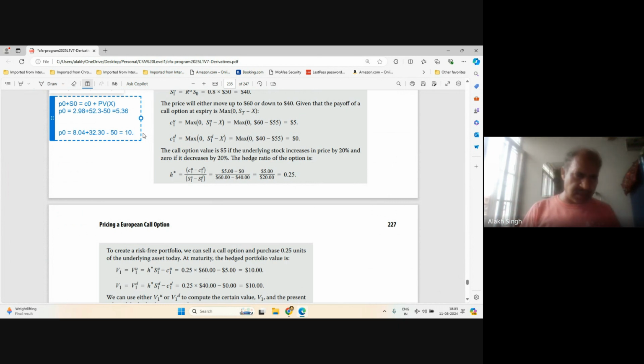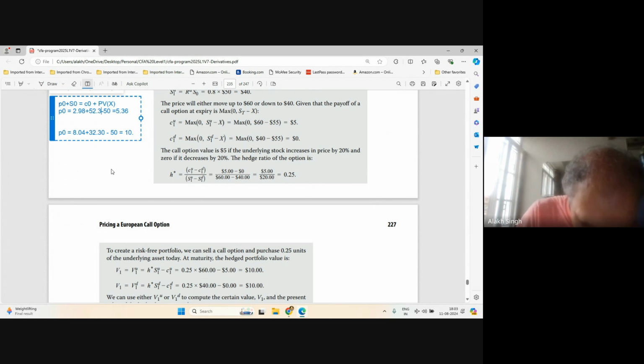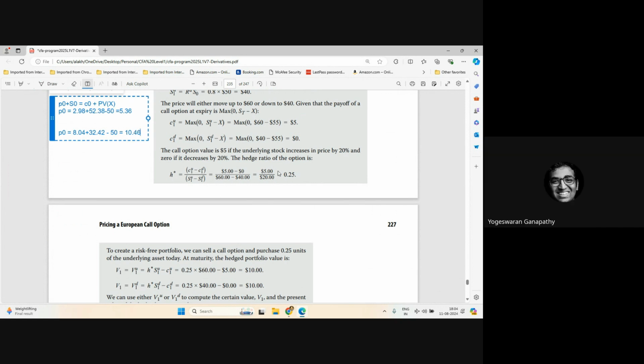How much is that coming? Means this 32.30 shouldn't be the correct thing. 10.42. Okay, so let me put it straight. 10.42, so 12 cents more. So then it will be how much? 10.46. Yes, sir.